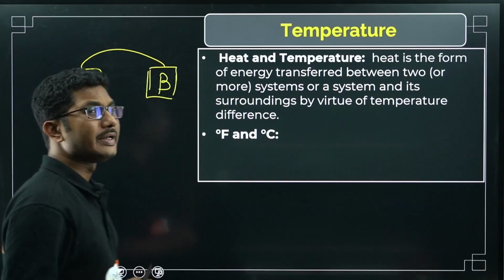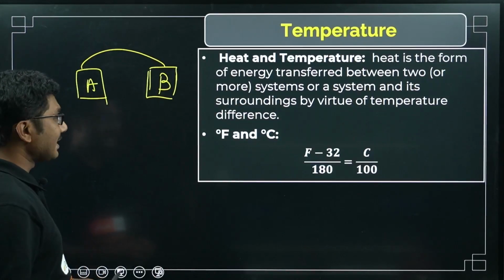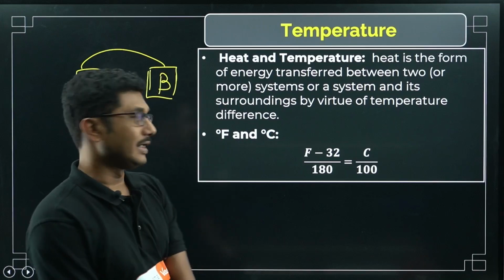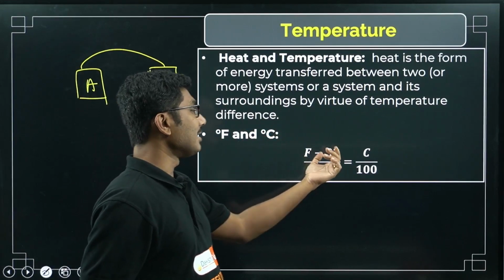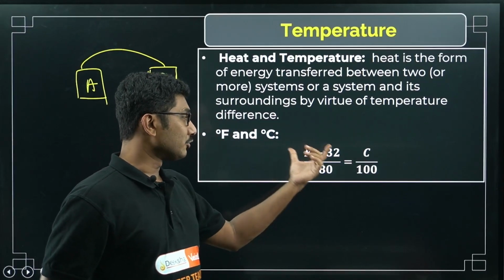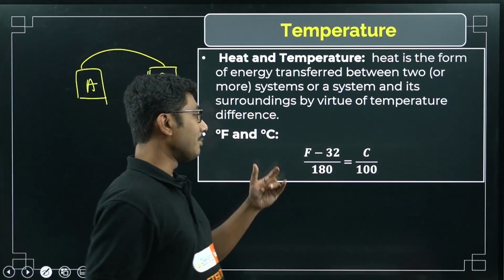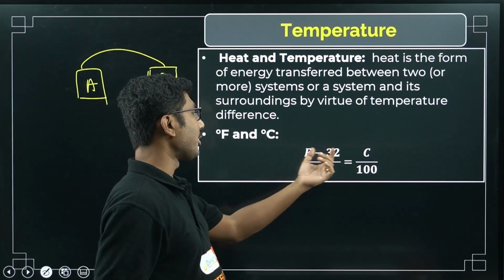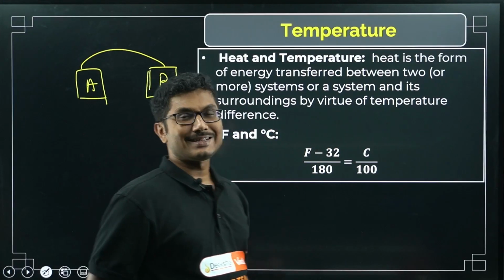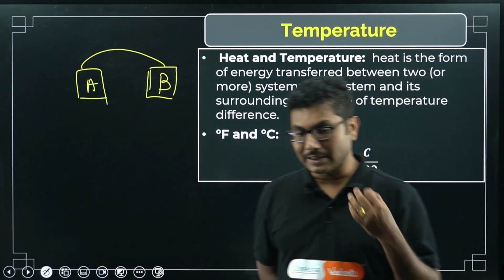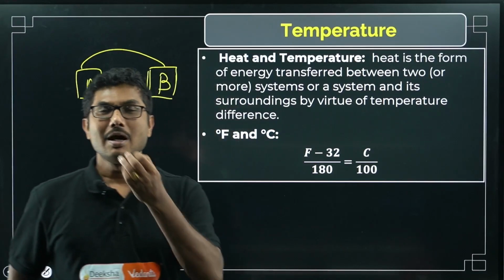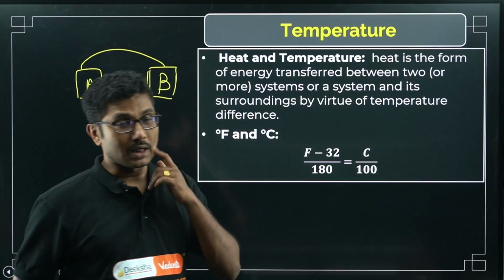Now there is a relationship between degree Fahrenheit and degree centigrade. That is (F minus 32) by 180 equals C by 100. Here F is the Fahrenheit, and 32 is the lower fixed point, and 180 is the difference between the upper fixed point and the lower fixed point. On the Fahrenheit scale, the lower fixed point is the freezing temperature of ice, which is 32 degrees Fahrenheit, and the upper fixed point is the boiling point of water, which is 212 degrees Fahrenheit.